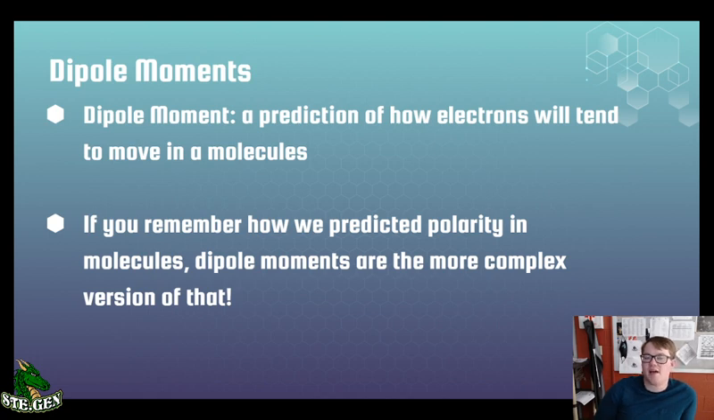We're going to be using that in a different way, though. You're still going to have access to that table, but you're not going to be doing subtraction this time. We're going to be using it to represent dipole moments. Dipole moments are a prediction of how electrons will tend to move in a molecule. Think of it like a snapshot of a moment in time. If you remember, we predicted polarity in molecules, where we looked and said, well, oxygen will tend to have the electrons more, so it's a polar molecule. Dipole moments are just a more complex version of that.